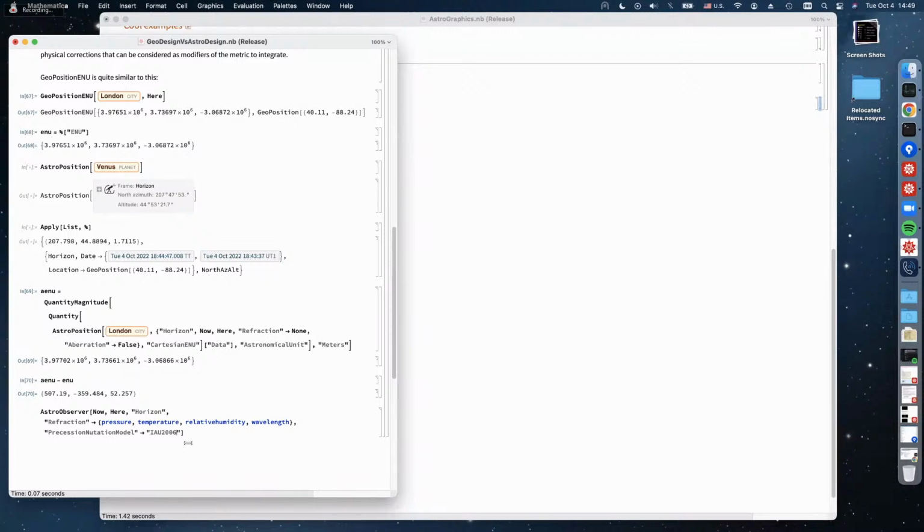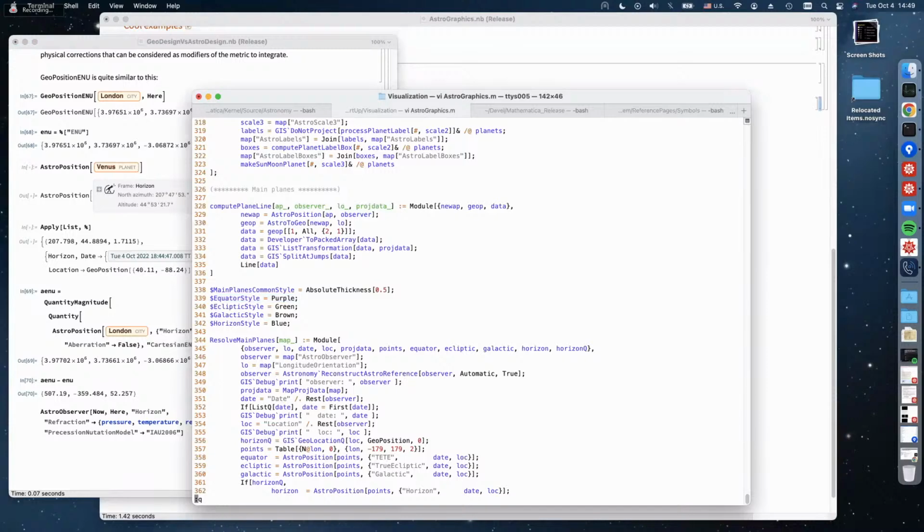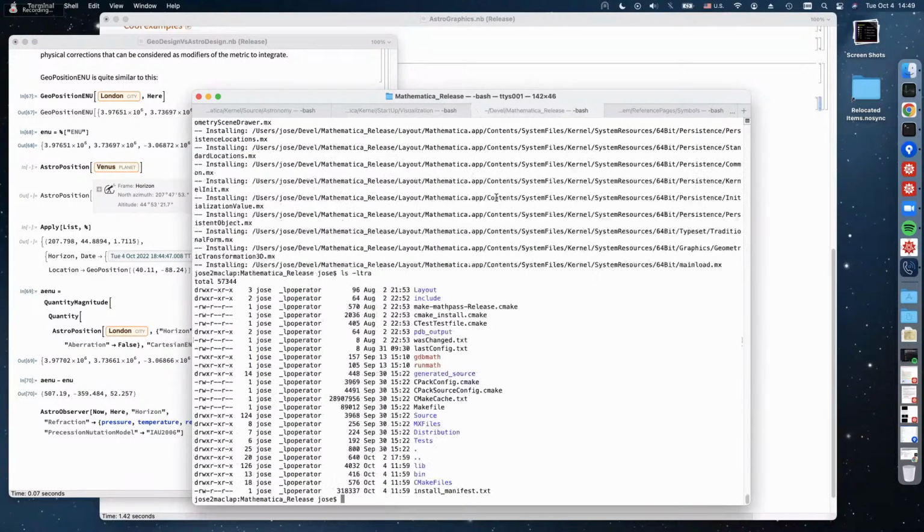Mm-hmm. With its frame and with its coordinate system and all that kind of thing. It's just that is where Venus is. That's the position of where Venus is. And now you have to observe that position from somewhere else. Am I making sense?